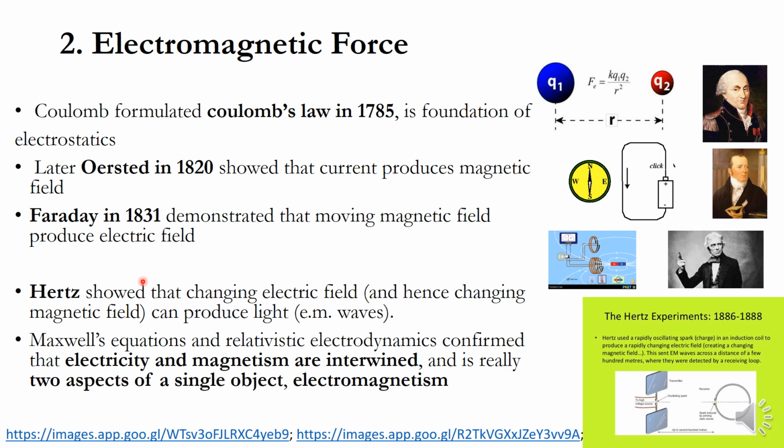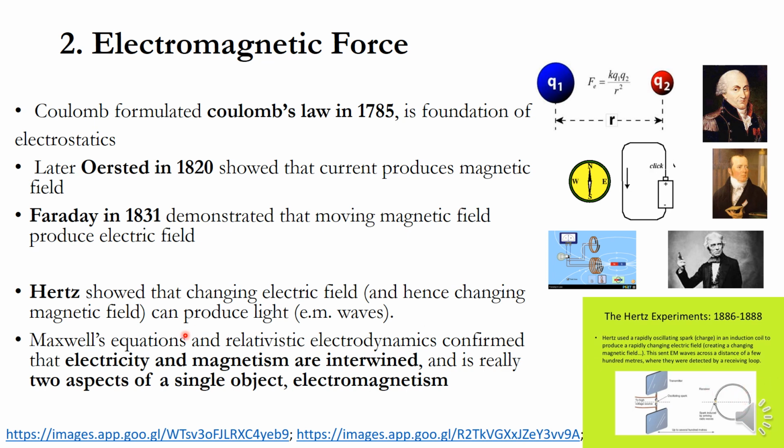Later, Heinrich Hertz showed that a changing electric field produces light or electromagnetic waves. Between 1886 and 1888, Hertz conducted several experiments and produced a changing electric field, and hence a changing magnetic field. They can produce the electromagnetic wave or light, and he could detect it experimentally.